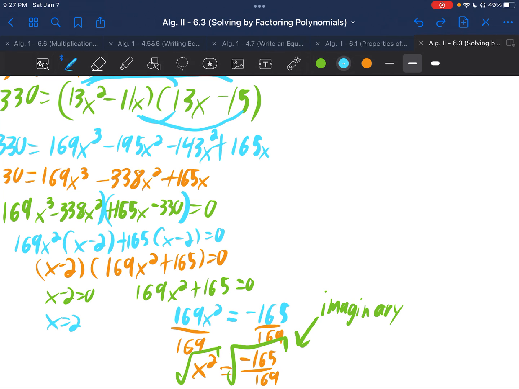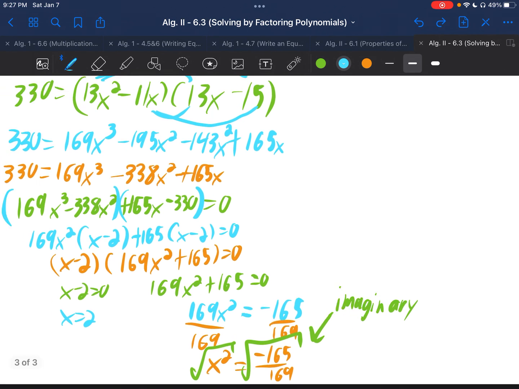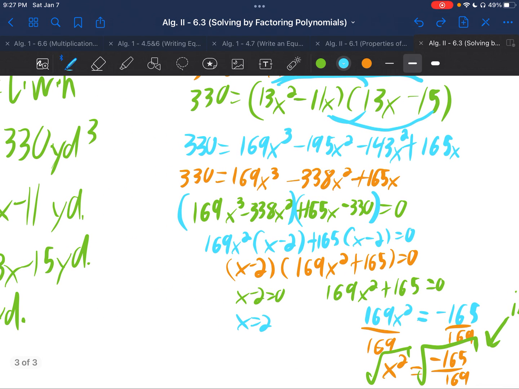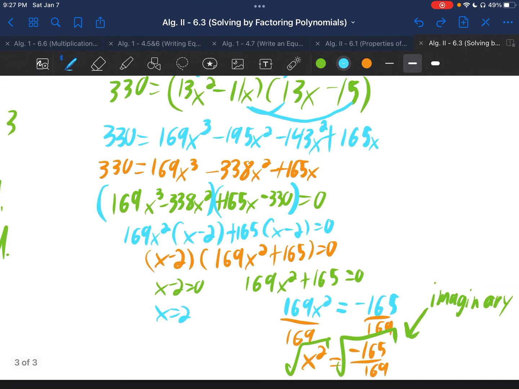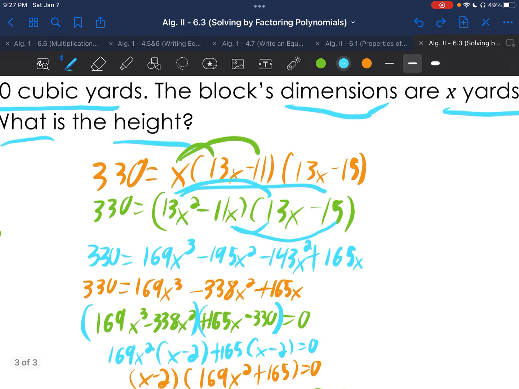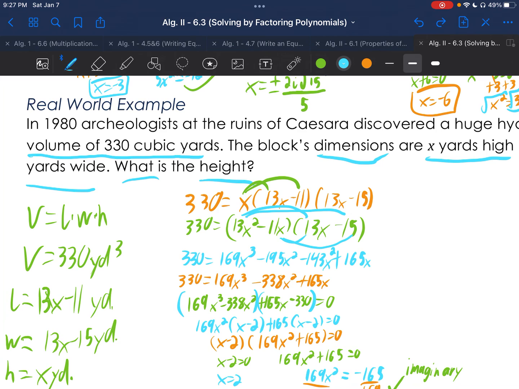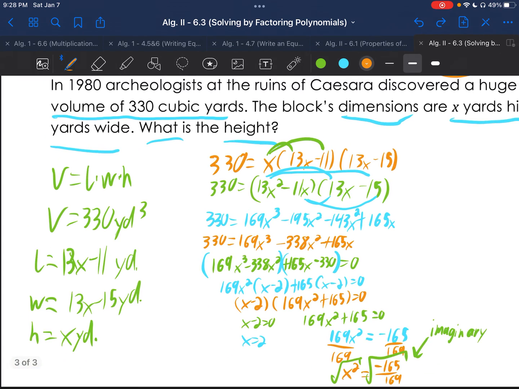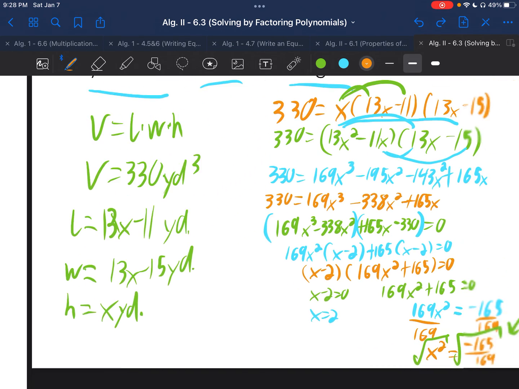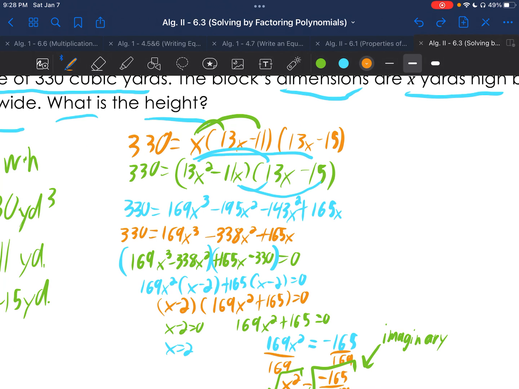So our only answer we're really concerned about is x equals 2. Now we can't just box it and call it good and say we're done for the day, because the question we're asked is, what is the height? So we say, okay, the height, we said it was x yards. So actually, we can say, hey, the height is 2 yards, and we're done. If you're asked to put it in a full sentence, you would say something along the lines of, the height of the block is 2 yards, or the block is 2 yards high, or something similar to that.